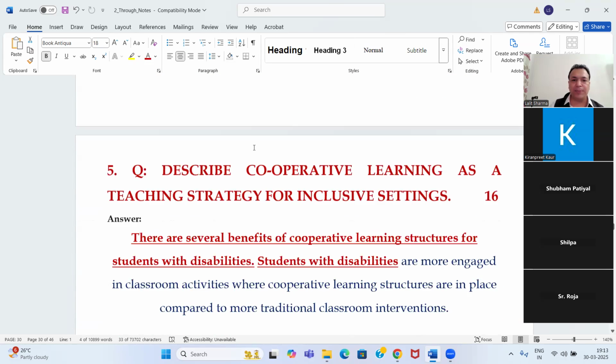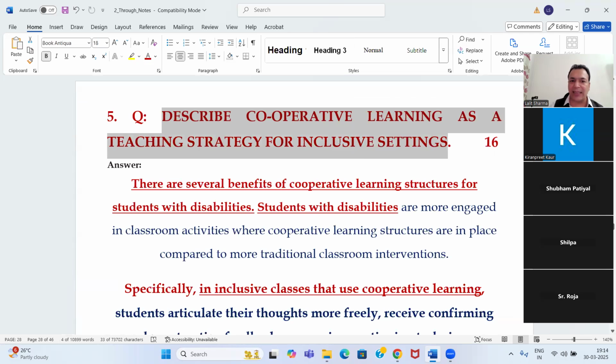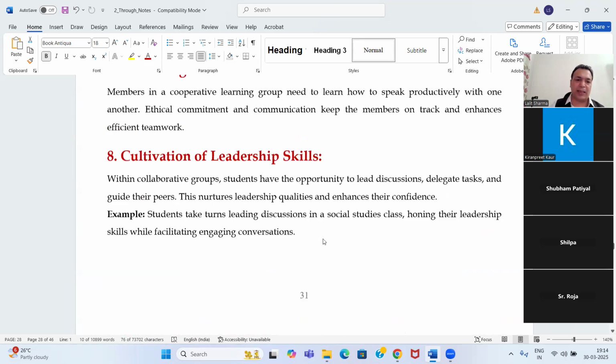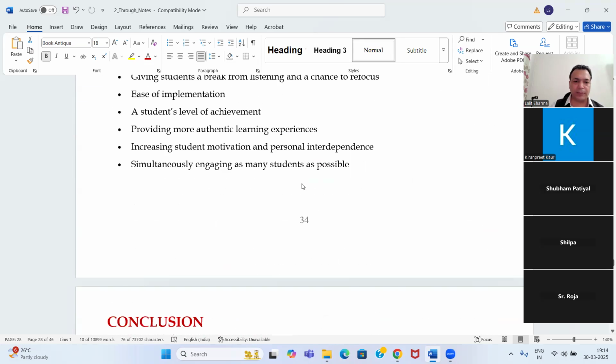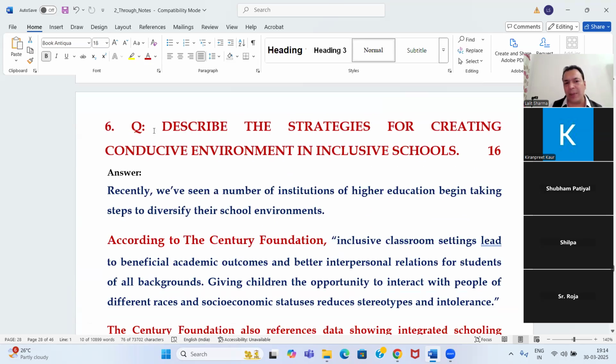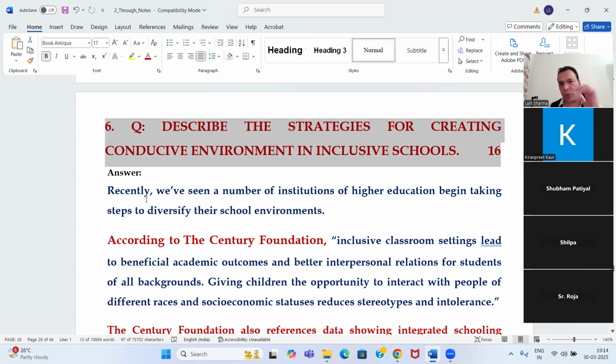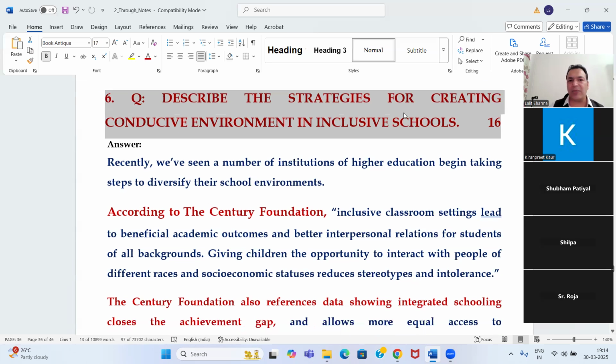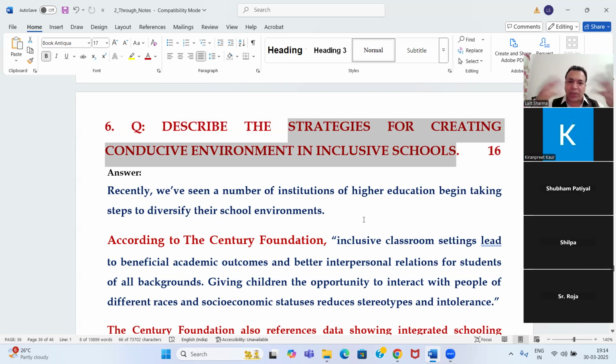ये देखो ये क्वेश्चन था हमारा, describe cooperative learning as a teaching strategy for inclusive settings. Okay, fifth था ये क्वेश्चन हमारा. Now the sixth question is describe the strategies for creating conducive environment in inclusive school. ये भी बहुत इंपॉर्टेंट है, ये ऑलवेज आता होता है क्वेश्चंस, ठीक है? Describe the strategies for creating conducive environment in inclusive school, ये यूनिट 2 के क्वेश्चंस है, right? Strategies for creating conducive environment in inclusive schools, right?